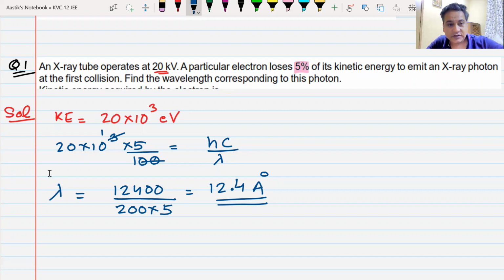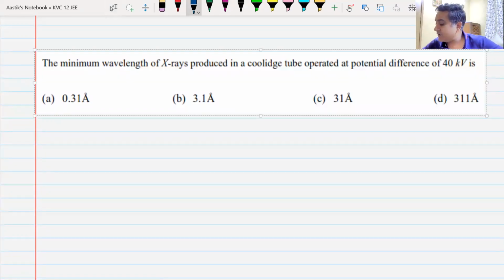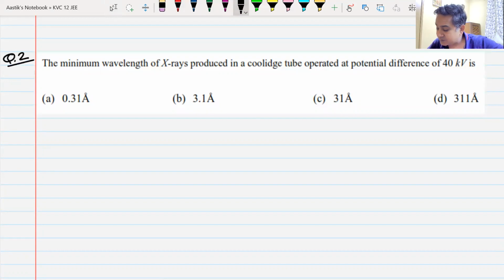Okay, try this one. And I hope you can get this one at least. The only difference between this question and the previous one was this. They have asked minimum wavelength here. There they have asked what wavelength is emitted by that electron. They have asked now what is the minimum wavelength. This minimum wavelength is sometimes also known as cutoff wavelength. So please mind these words. Cutoff wavelength.